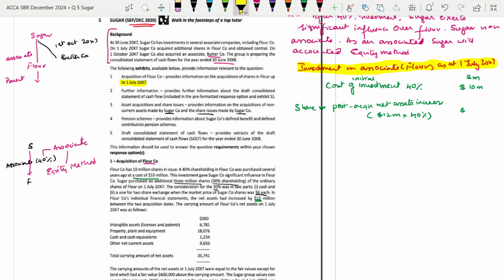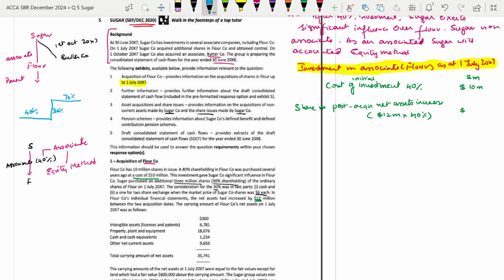Means first we should know what is the step acquisition. First see what is happening. You will have 40%. Then you have added 30%. Then it will become 70%. What is the value of 40% and what is the additional purchase of 30%? Are you clear about this?